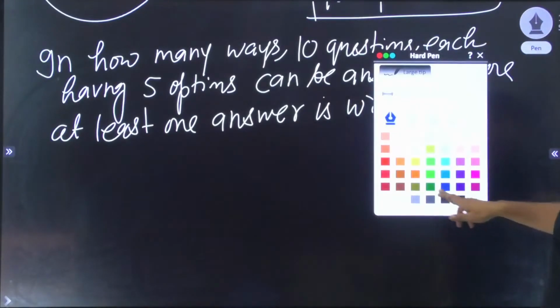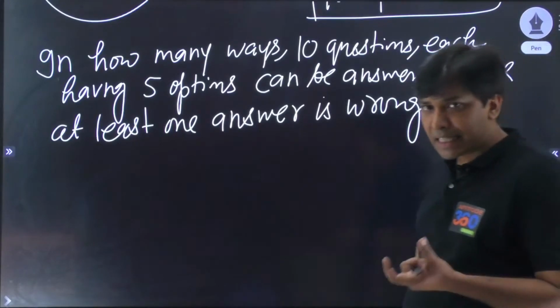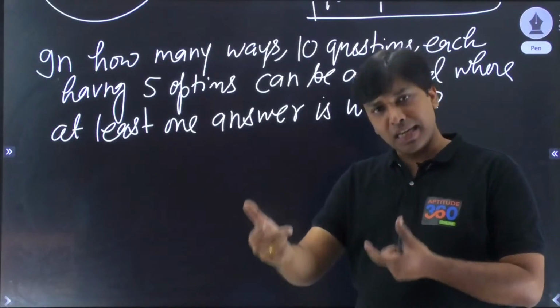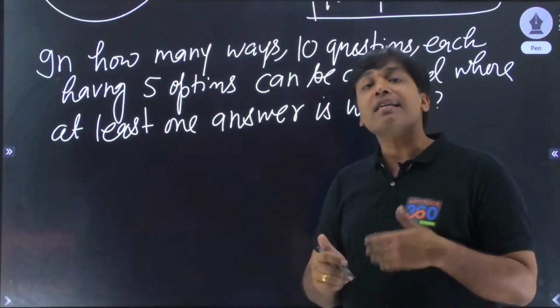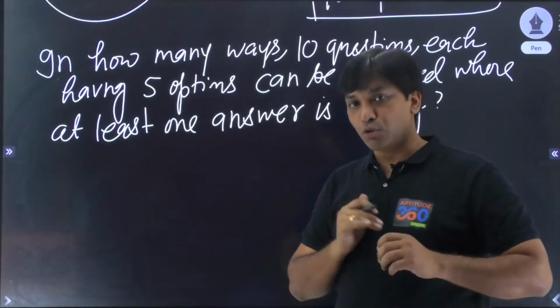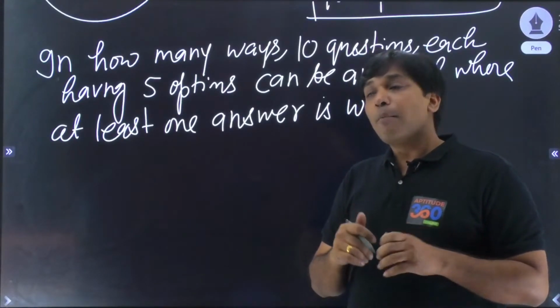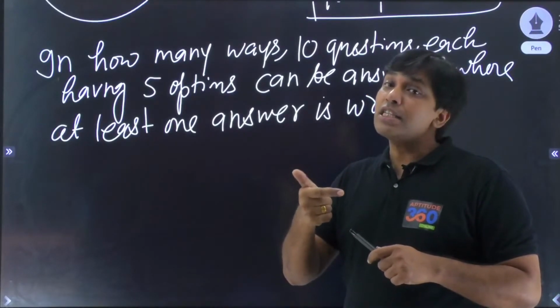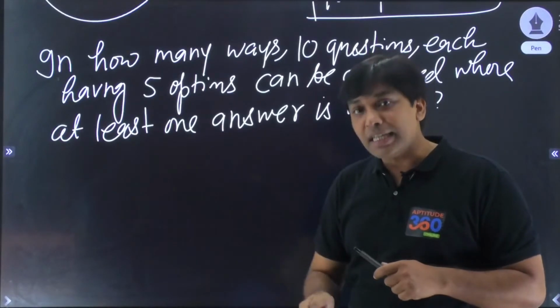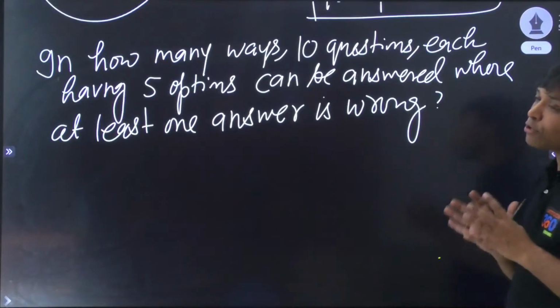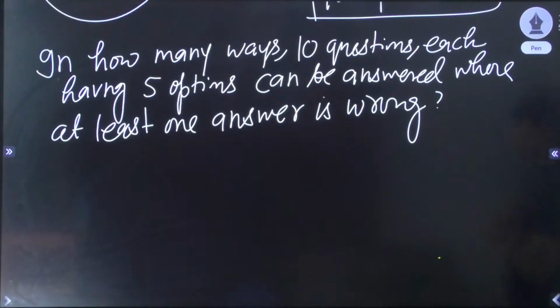What did I say? You have 10 questions and each question has 5 options. Okay, that's fine. Then you said the number of ways to answer is 5¹⁰ provided no condition has been given to you. Now this problem says that you have to find out in how many ways these 10 questions can be answered provided at least one answer gets wrong. At least one answer should be wrong. Now what will we do? Think about how to make at least one answer wrong.